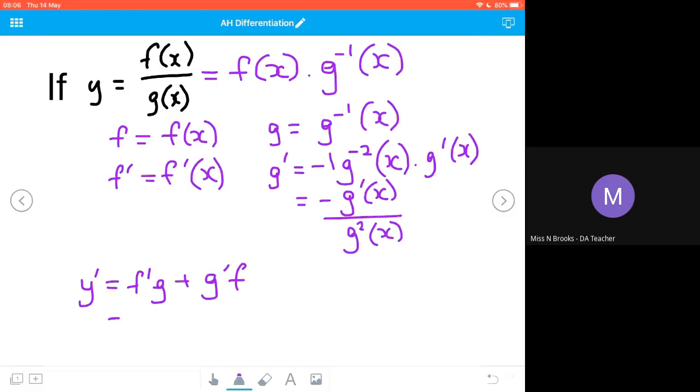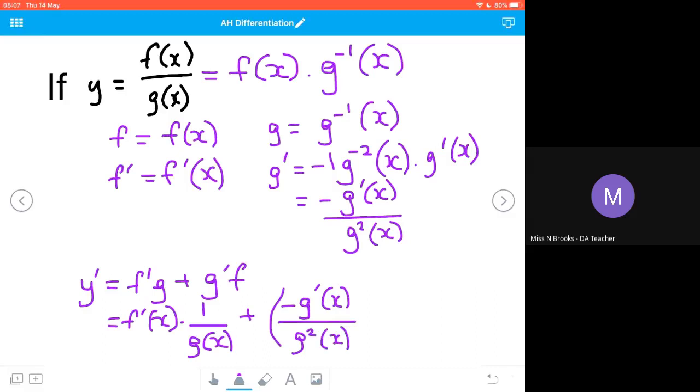Now, our product rule was y prime equaled f prime g plus g prime f. And we're going to substitute in the information that we've just created. So f prime is the derivative of the function f of x, and g was the inverse function of g of x, and we're going to write that as 1 over g of x. Then we're going to add on the derivative of our second function, and that was negative the derivative of g of x over the square of that function, and that's multiplied by our function of x.